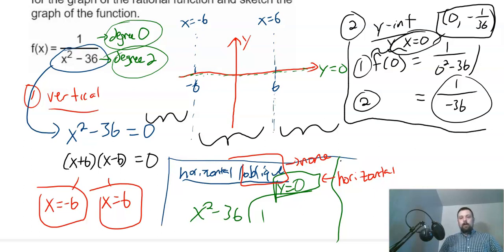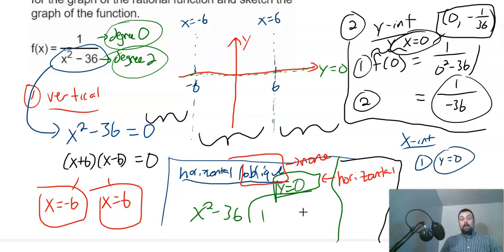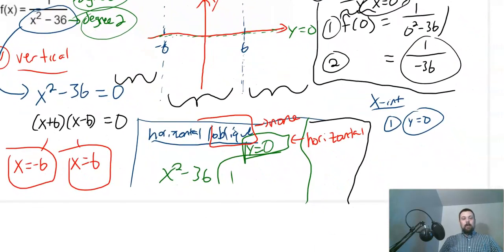Let's see if I have enough room here for all this. I'm trying to stay as organized as I can. I'm sorry, I'm not the most organized person. For the x-intercept, or intercepts. Now, x-intercepts, there can be more than one. We want to first plug in 0 for y. So remember, f of x is the y variable. And so when we do that here, we're going to get 0 equals 1 over x squared minus 36. All right, and so we want to solve this equation for x.